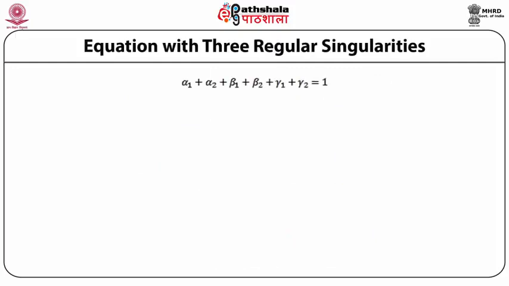Since a plus b plus c is equal to 2, hence we obtain alpha 1 plus alpha 2 plus beta 1 plus beta 2 plus gamma 1 plus gamma 2 is equal to 1.